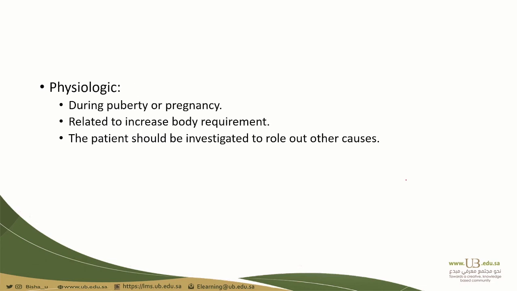So we'll talk first about the simplest, the physiologic. It will be during puberty or pregnancy, and it is related to an increase in the body requirement. The patient should be investigated to rule out other causes. If the patient has a physiological diffuse goiter, this patient doesn't need surgery and doesn't need any other medical treatment. We will just follow up the patient.